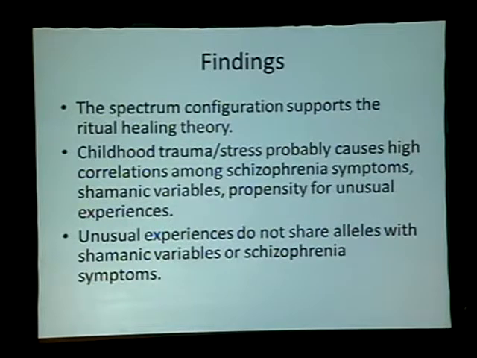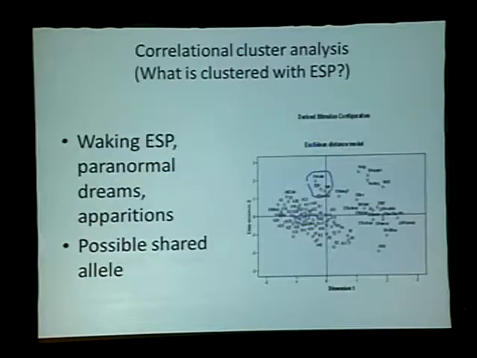Well, here's our finding. The spectrum configuration supports the ritual healing theory. Childhood trauma and stress probably cause high correlations among schizophrenia symptoms, shamanic variables, and propensity for unusual experiences. That causes that kind of layering phenomenon. Unusual experiences do not share alleles with shamanic variables or schizophrenia symptoms, so it doesn't really support the skeptic hypothesis.